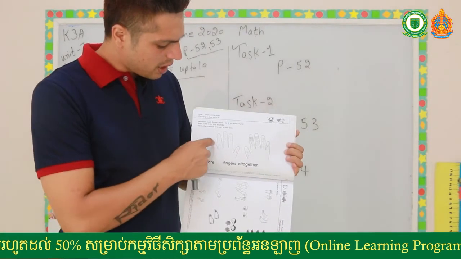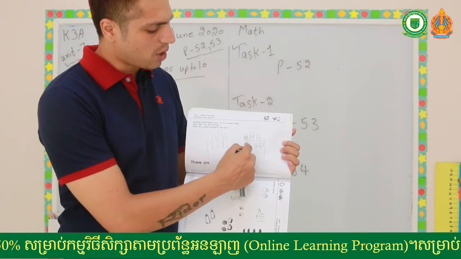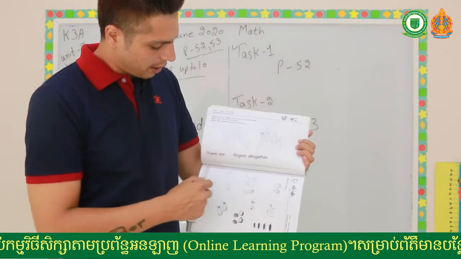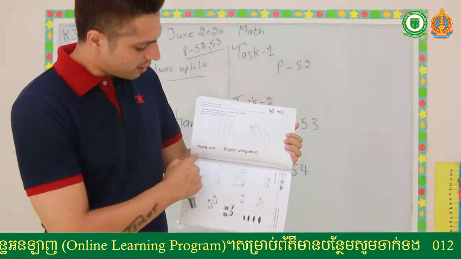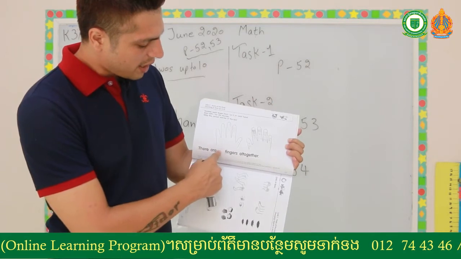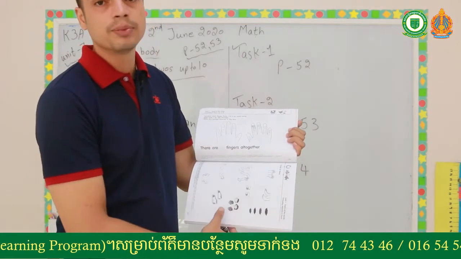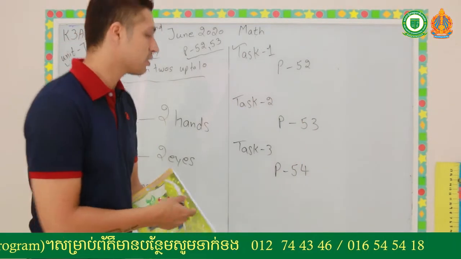Okay. After you are done here, 5. So again 1, 2, 3, 4, 5. Then count how many fingers all together. So write down the number here, fingers all together. So this is your task 3.